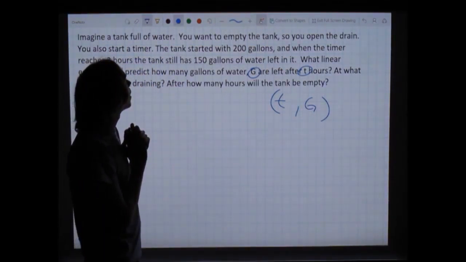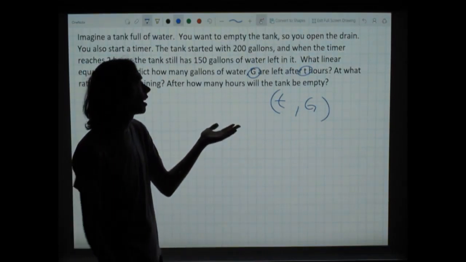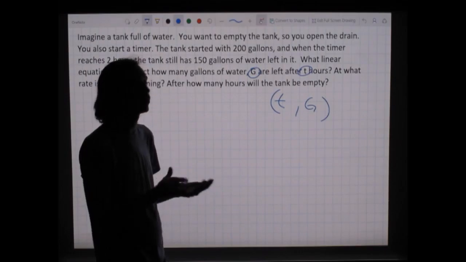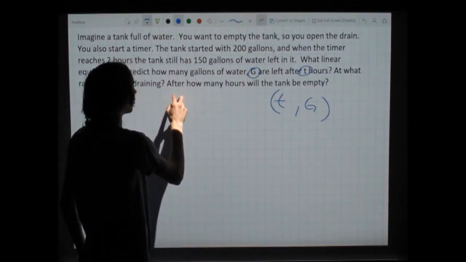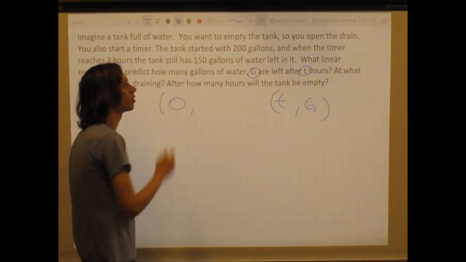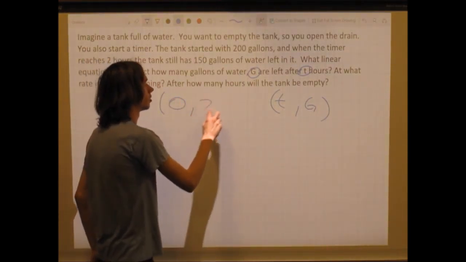They say the tank started with 200 gallons, and that's when you started the timer. So right when you start the timer, that means you have time equals 0, right? So we already know that one point that we can use here is going to be 0 comma 200.